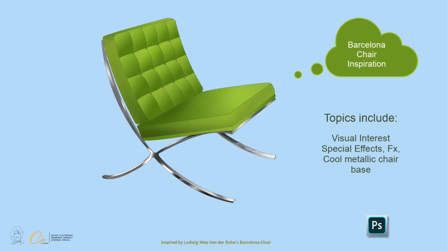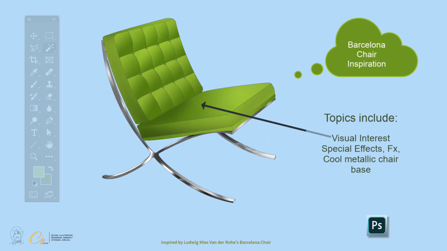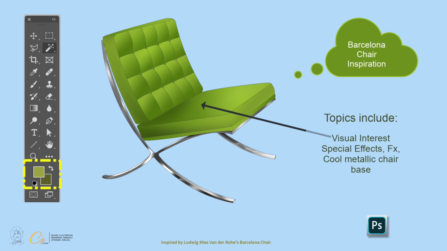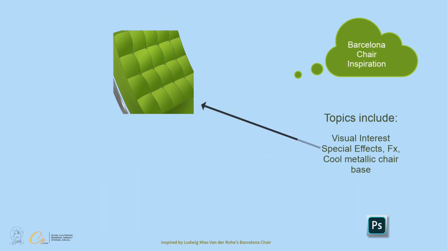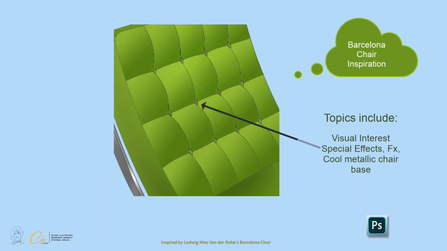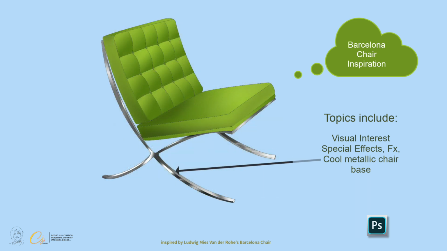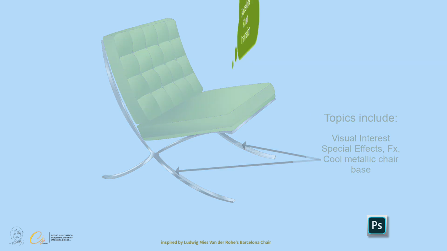The classic gradient tool is used to create visual interest by mixing the foreground and background fill colors I selected from the color picker. You will be introduced how to apply layer effects to the buttons in the tufted area of the seat back. And finally, you will learn how to skillfully manipulate the black and white fill colors to produce cool metallic effects on the chair base.